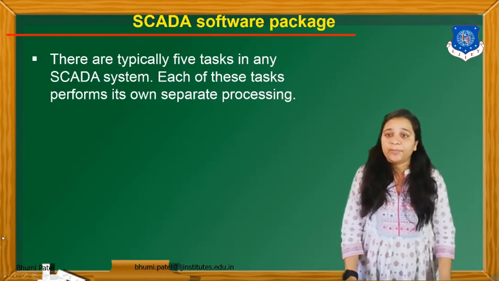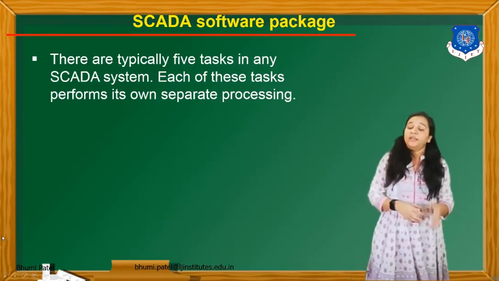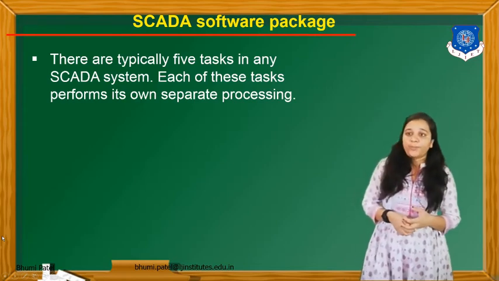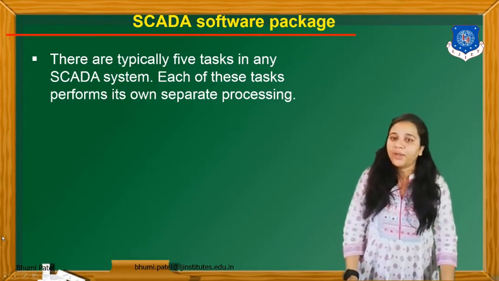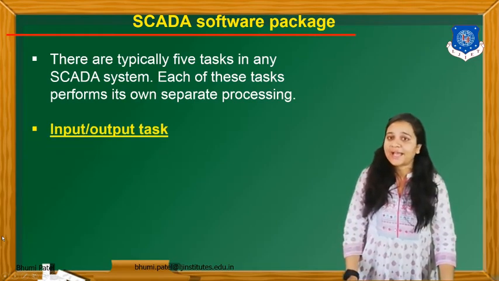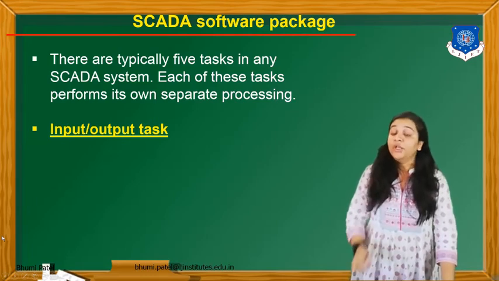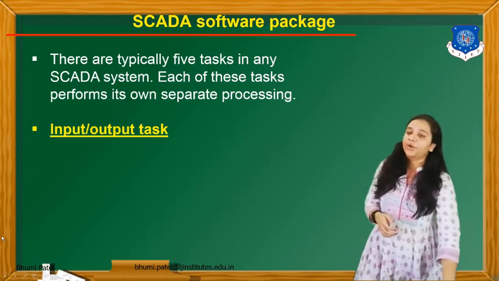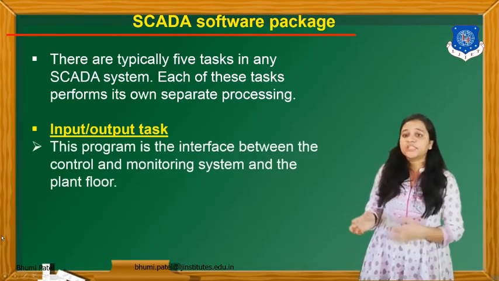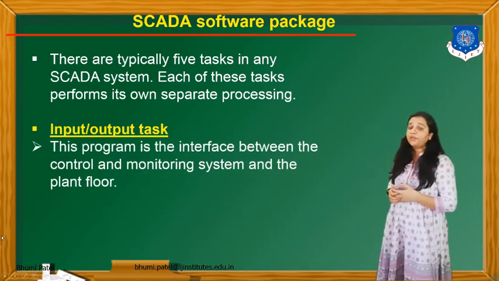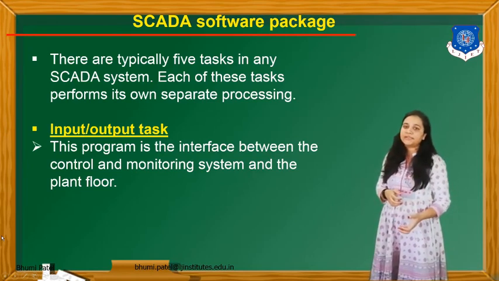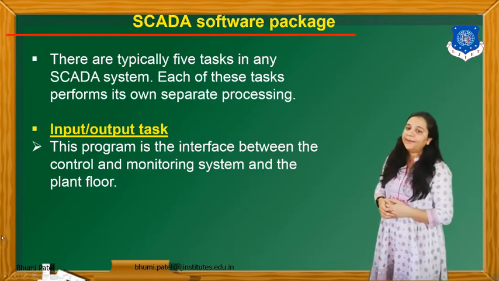There are typically 5 tasks in any SCADA system. Each of these tasks performs its own separate processing. First of all, in the SCADA software package, we have the input and output task. This program is the interface between the control and monitoring system and the plant flow.